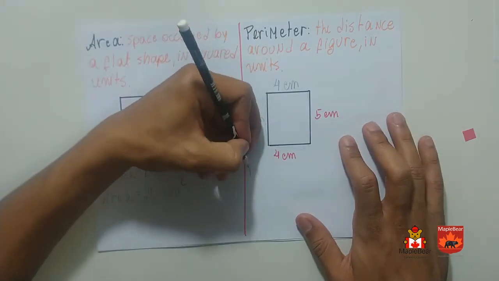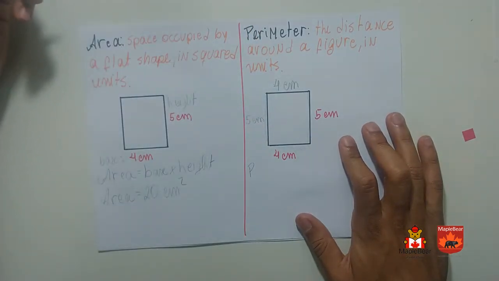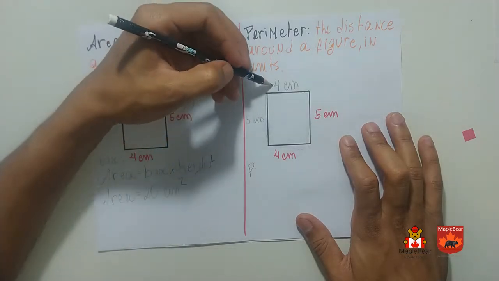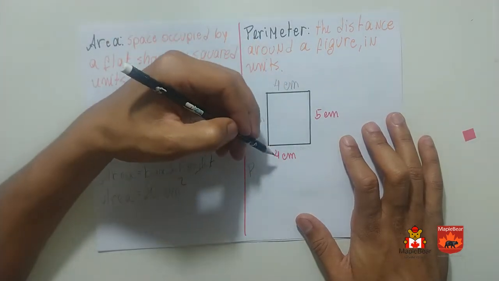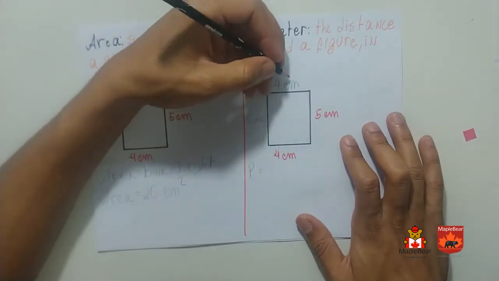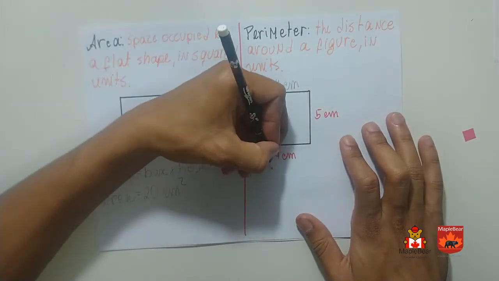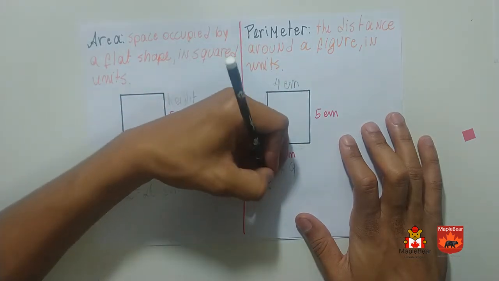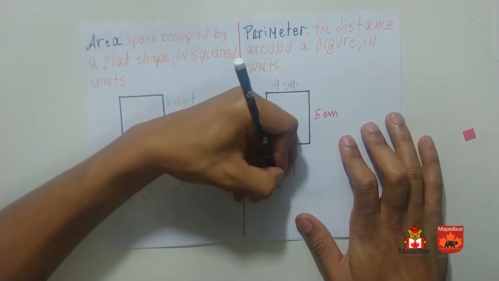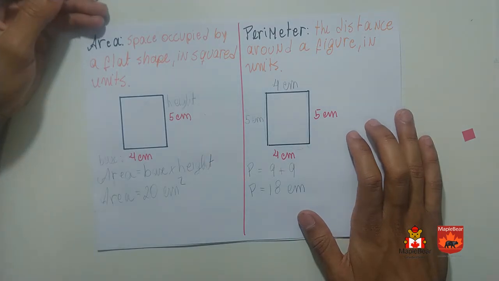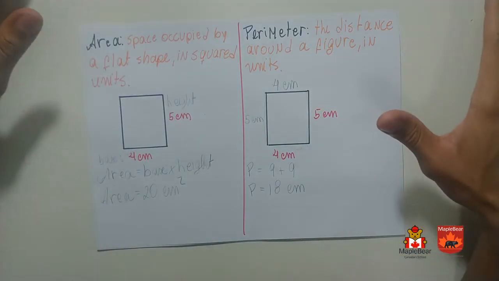So for my perimeter, I'm just going to write P to make it easier. 5 plus 4 plus 5 plus 4. So 5 plus 4 is equal to 9, plus 9. My perimeter is going to be equal to 18 centimeters. So that's the basic difference between them.